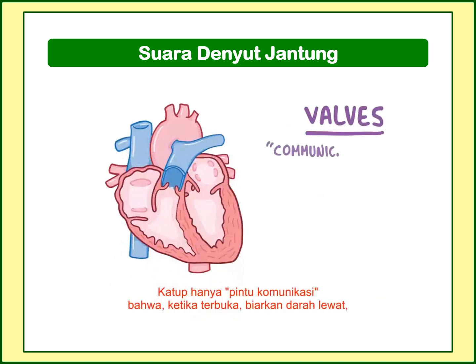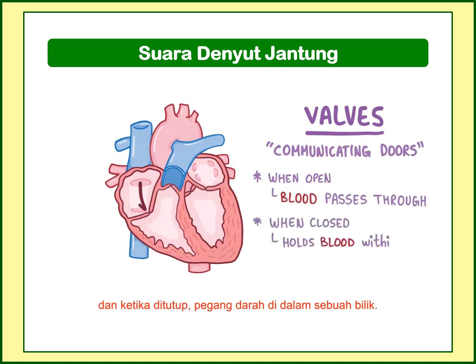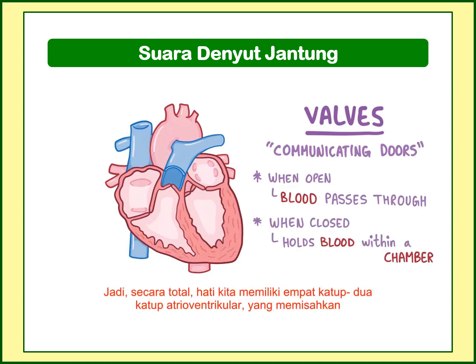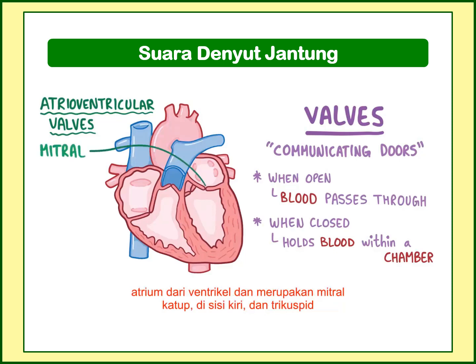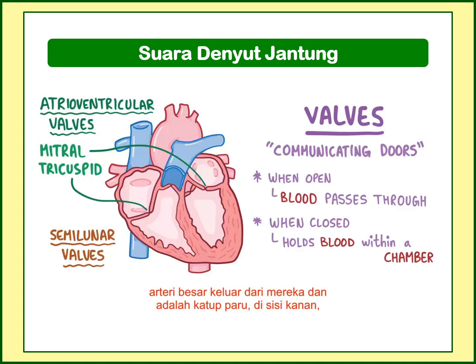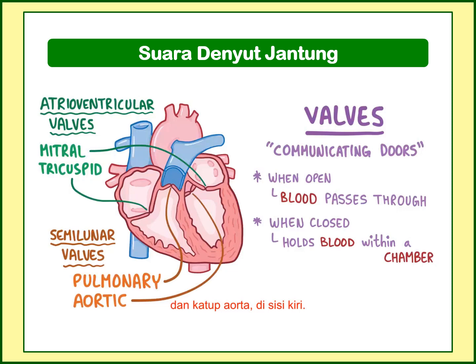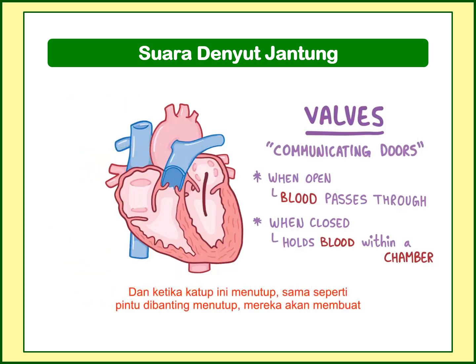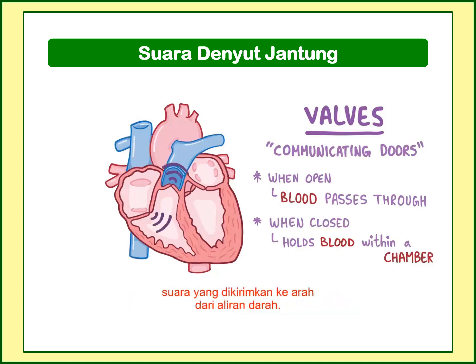Valves are basically just communicating doors that, when open, allow blood to pass through, and when closed, hold blood within a chamber. So in total, our heart has 4 valves. 2 atrioventricular valves, which separate the atria from the ventricles and are the mitral valve on the left side and the tricuspid valve on the right side, and 2 semilunar valves, which separate the ventricles from the large arteries coming off of them and are the pulmonary valve on the right side and the aortic valve on the left side. And when these valves are closing, just like a door slamming shut, they're going to make a sound that's transmitted in the direction of the blood flow.